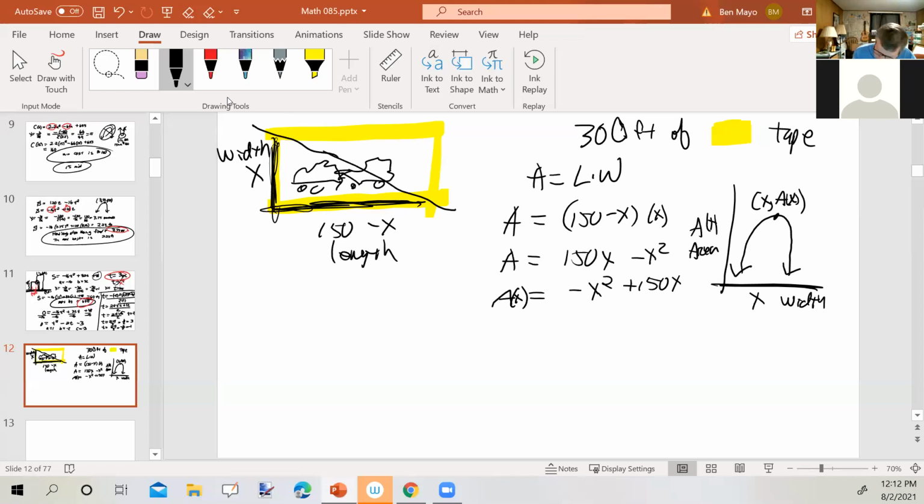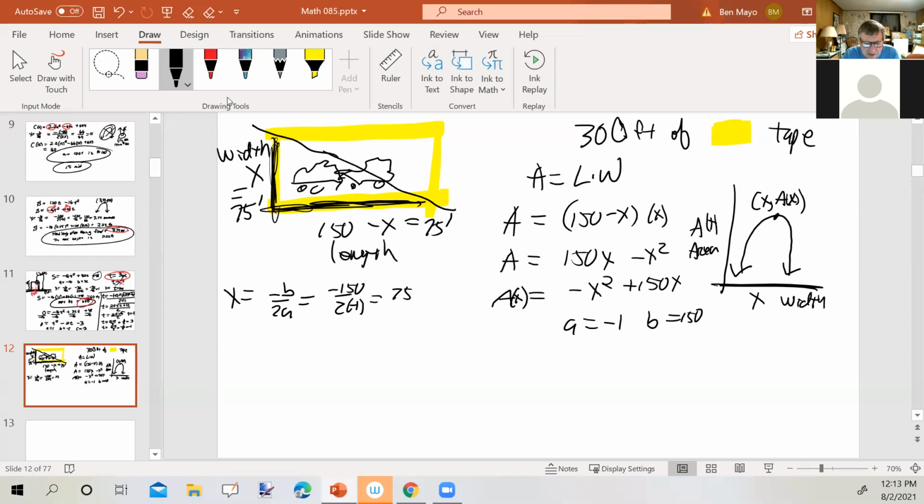Okay. So what do we got here? We've got A equals negative 1, B equals 150, X equals negative B over 2A, negative 150 over 2 times negative 1, which is positive 75. Okay. So 75, that would be the width. So the length would be 150 minus 75, which is also 75 feet.